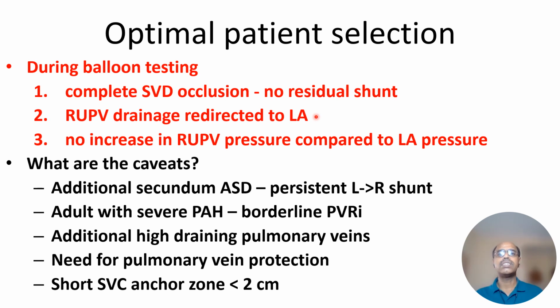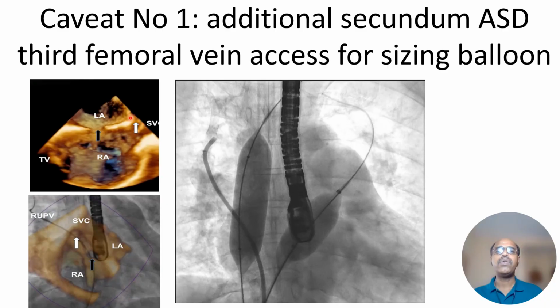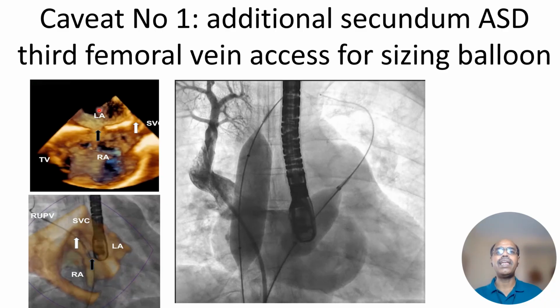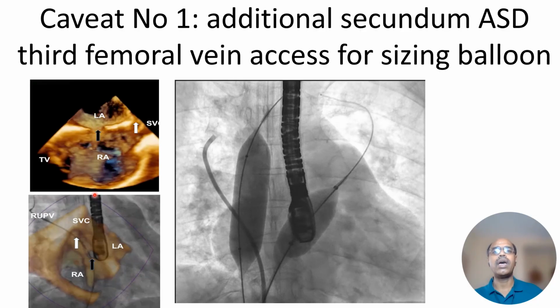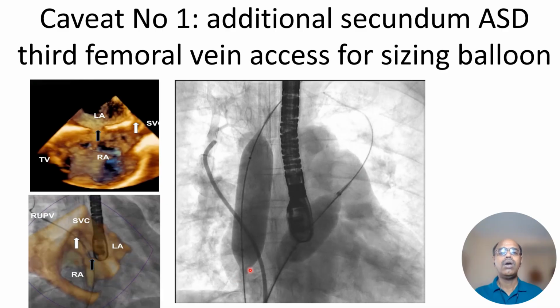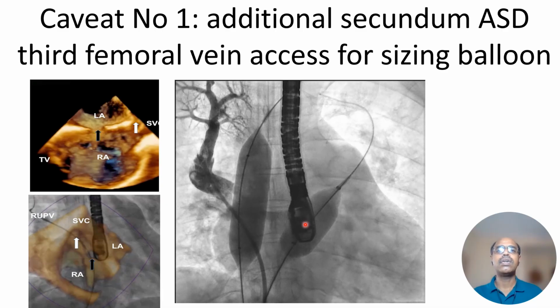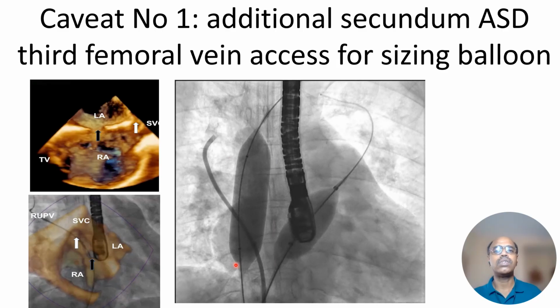Some of the caveats in this procedure are presence of an additional secundum ASD. If there is an additional secundum ASD, when we are doing the balloon interrogation, the RUPV angiogram will fill the LA, but then the contrast will flow through the secundum ASD into the RA. So you have to use two balloons: a sizing balloon to interrogate the secundum ASD, and a long cylindrical balloon for the sinus venosus defect.